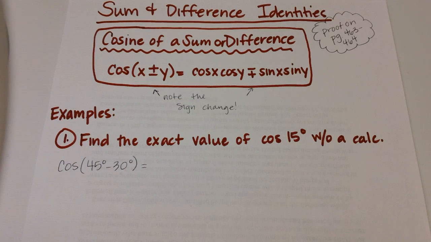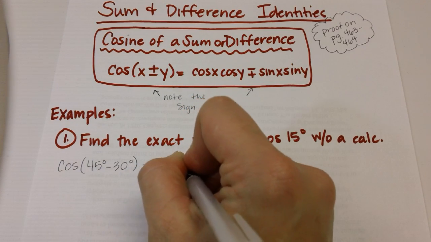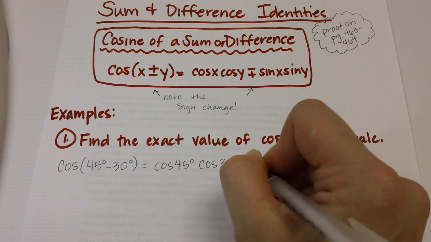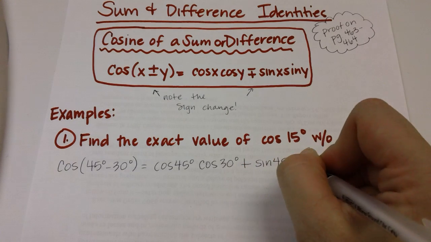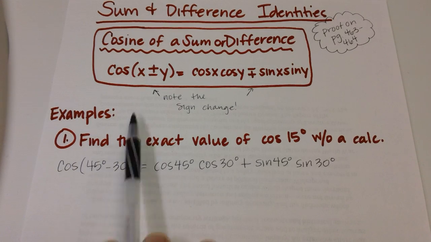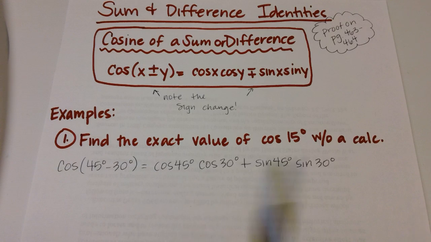Okay, so in order to do this, we are going to use our cosine of a sum or difference. In this case, it's a difference. So we'll take cosine of 45 degrees times the cosine of 30 degrees, and then add that to the sine of 45, sine of 30. So in this problem, our x is the 45, and our y is the 30 degrees. Okay, so we have the cosine of 45, cosine of 30, plus the sine of 45, sine of 30.